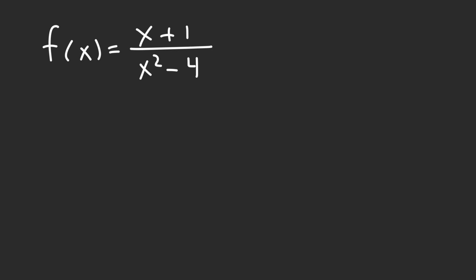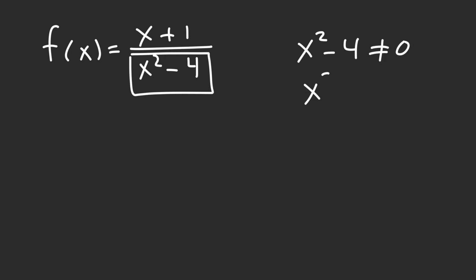f of x equals x plus 1 divided by x squared minus 4. Again, we should set the denominator not equal to 0. x squared minus 4 should not equal 0. Now x squared should not equal 4. We have to take the square root of both sides to get the value of x. So x should be positive or negative 2. Now the domain will be all the values of x except minus 2 and 2.